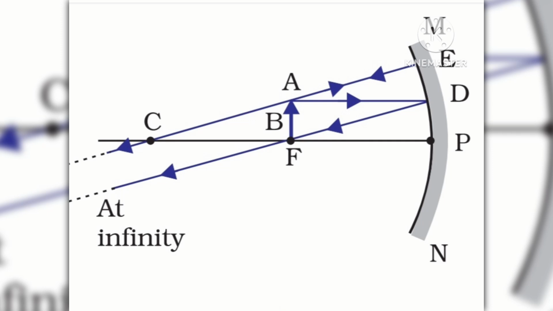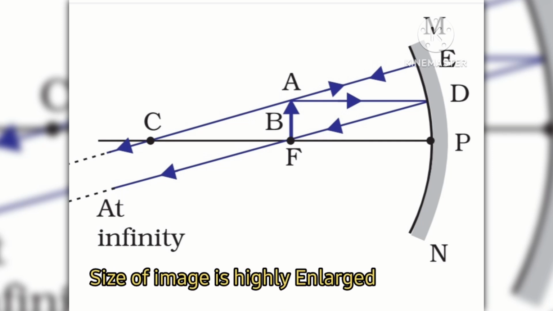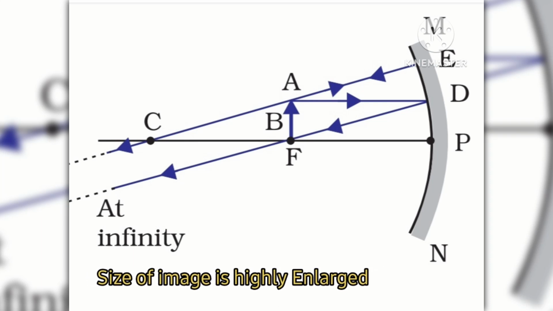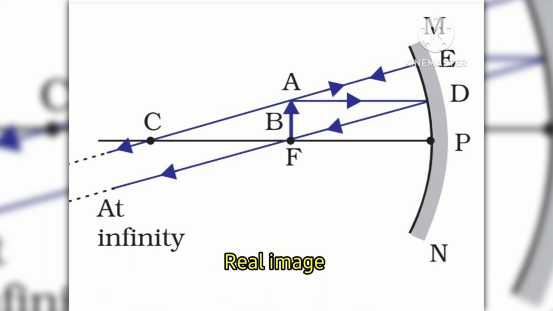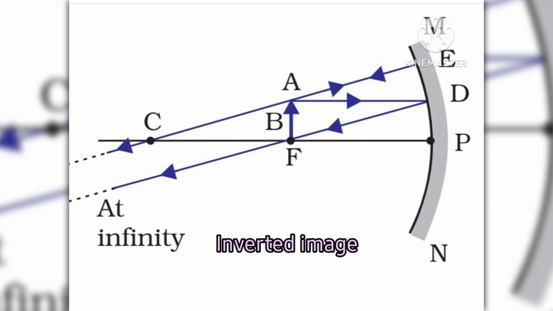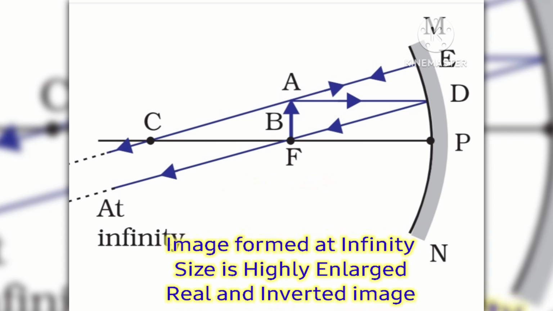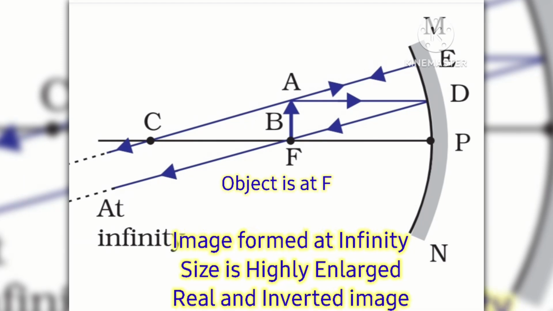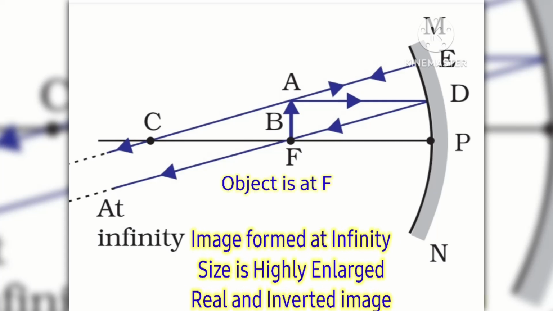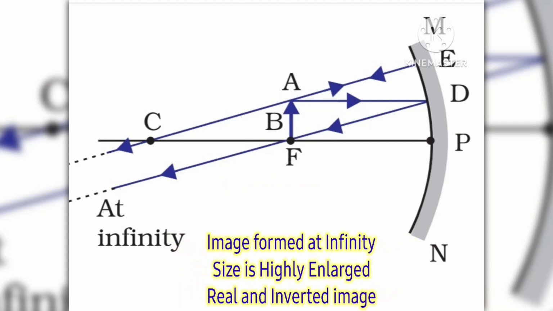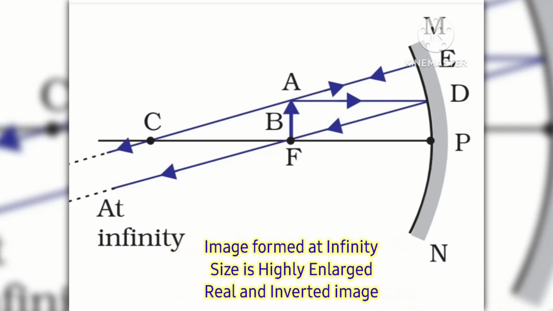Here, the size of that image is a highly enlarged image. Nature of that image is real image, and it is an inverted image that we get at infinity. Let me conclude all the characteristics of an object which is at focus. Image will be formed at infinity. Image is a highly enlarged image, and the nature of that image is real and inverted.